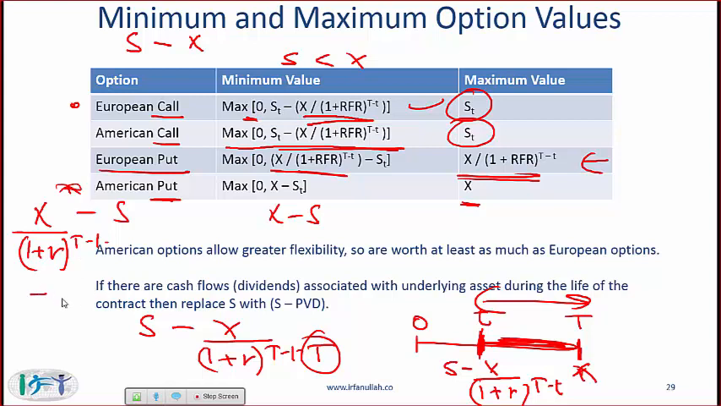And another subtle point is that if there are cash flows or dividends associated with the underlying asset during the life of the contract, in other words, you have gone long on a call option and the underlying is a stock, and the stock is paying a dividend during the life of the option, then in all these formulas, instead of using the stock price, you use stock price minus the present value of dividends. And this material will be covered numerically and in detail at level 2.